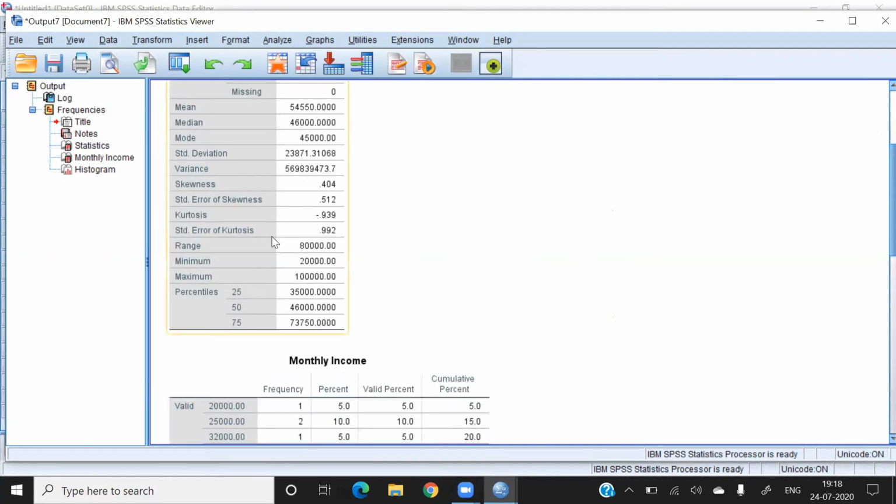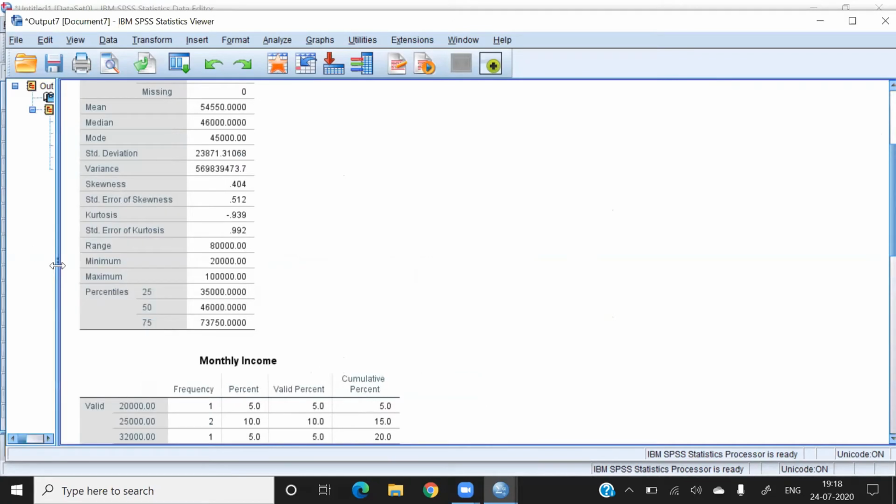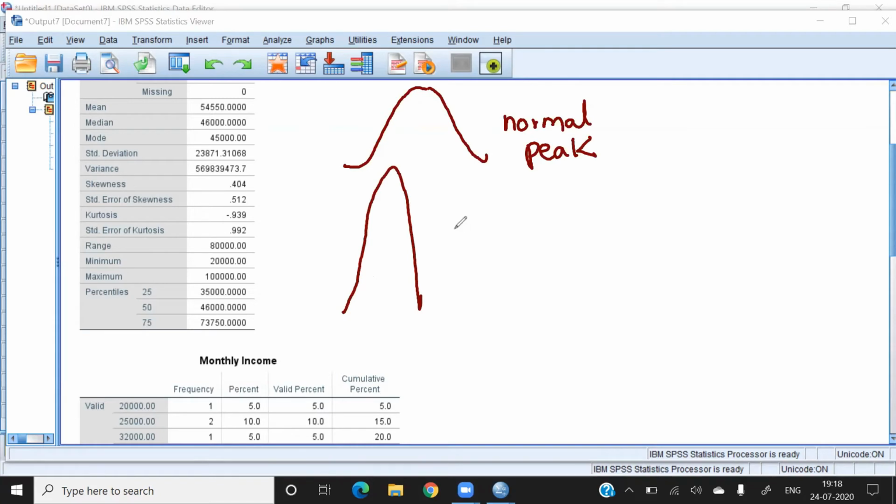So kurtosis is minus 0.939. So what is kurtosis? Let me explain first, and then you can analyze what to do with this kurtosis. In a normal distribution, we expect the distribution to be a bell-shaped curve, like this type of distribution. This concept is known as normal peakedness, a normal peak. Now, if I change this data into this type, we can call this distribution a high peak.